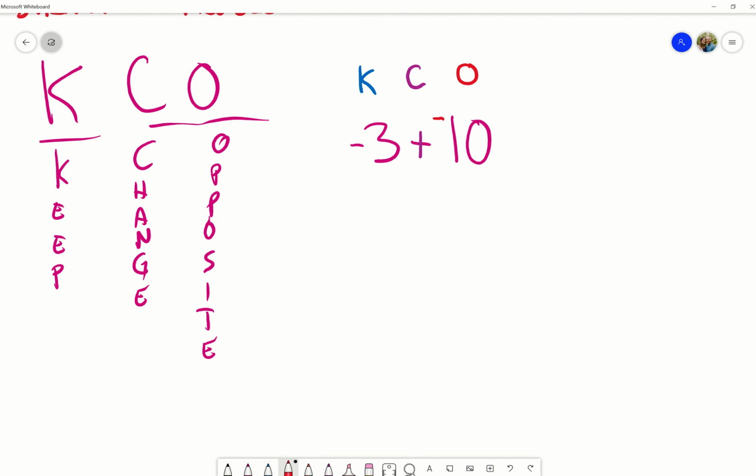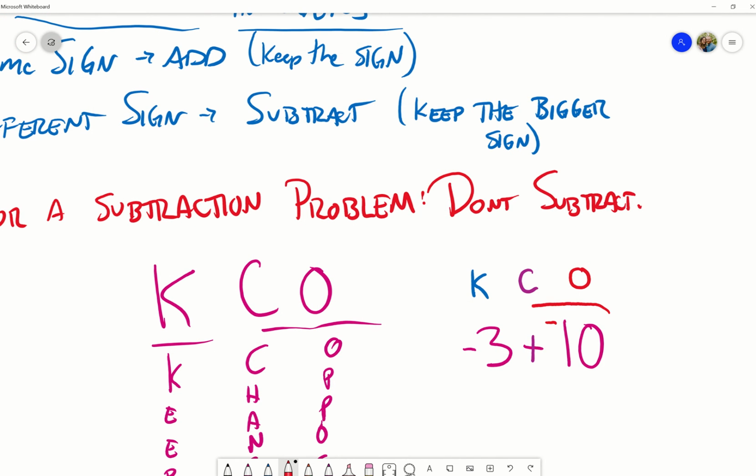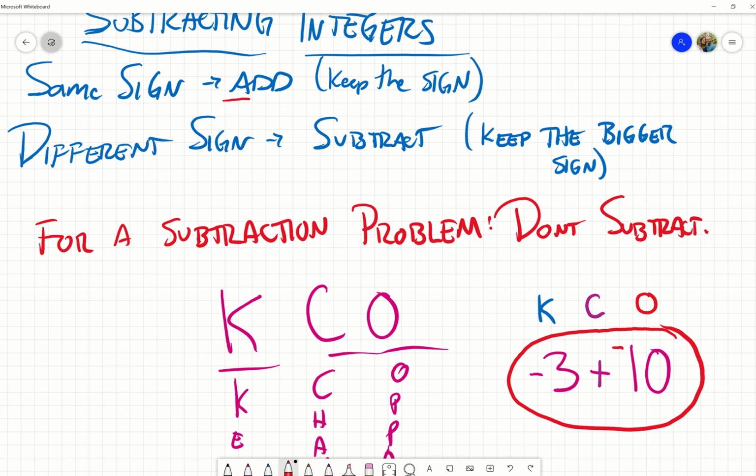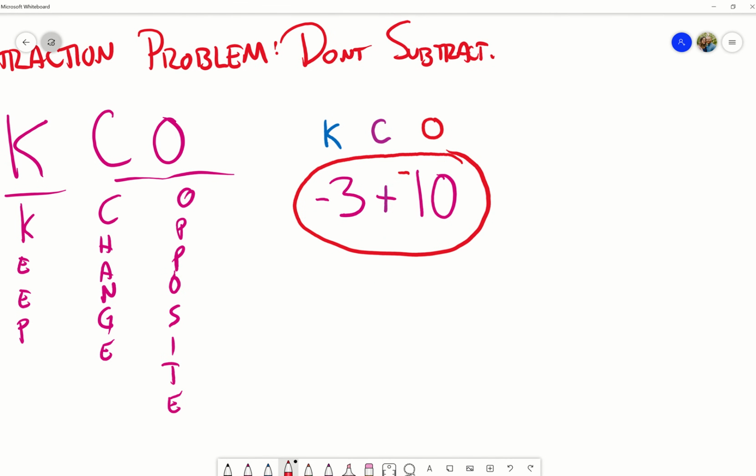Now, I have an addition problem, and I go back up to my rules. In this addition problem, I have the same signs. I have 2 negative signs. I add my values, and I keep the sign. 3 plus 10 is 13, and I keep my sign. My answer is -13. Okay, so when it comes to subtraction, we don't subtract, we cuckoo. We're going to be cuckooing all of the day today.